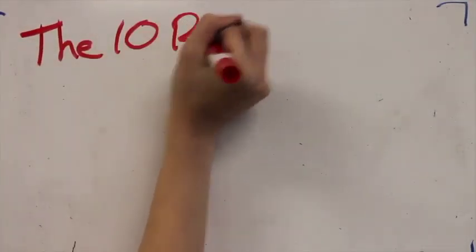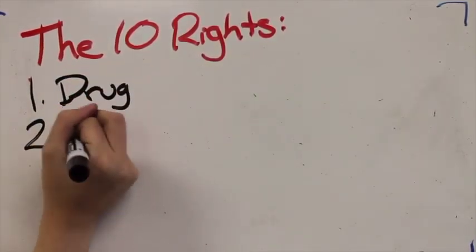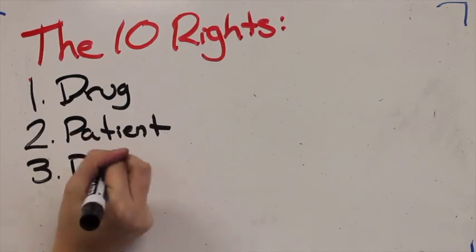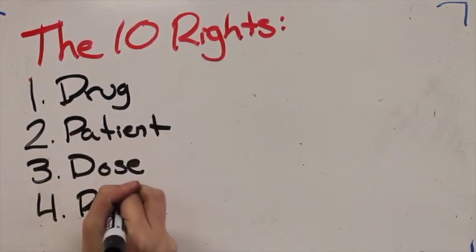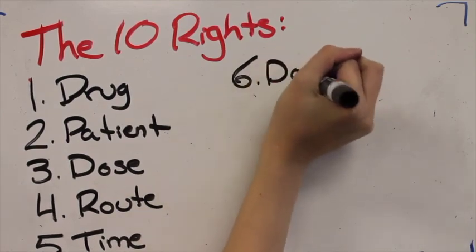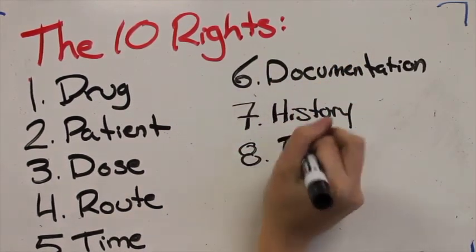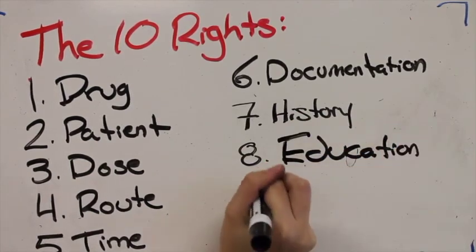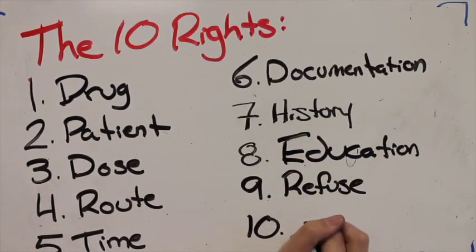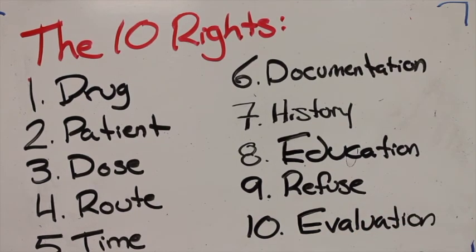So to review, these are the 10 rights of medication administration. Number 1 is right drug, 2 is right patient, 3 is right dose, 4 is right route, 5 is right time, 6 is right documentation, 7 is right history, 8 is right education, 9 is right to refuse, and 10 is right evaluation after the medication is given.